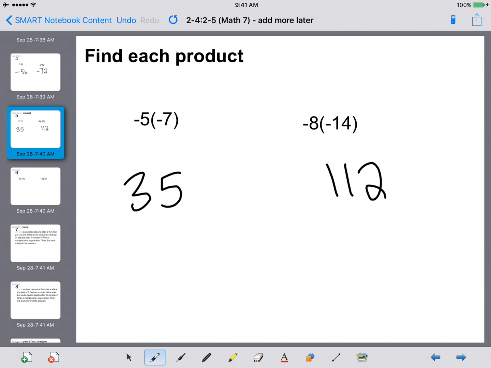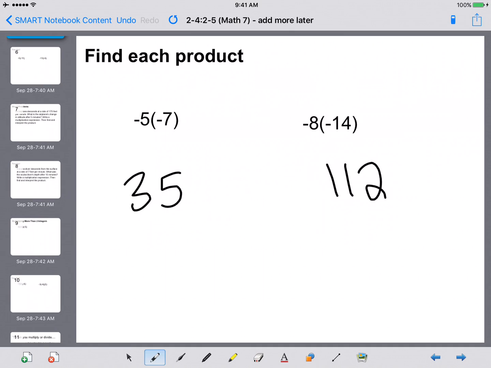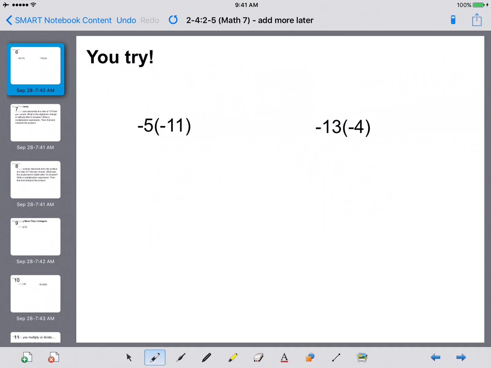So all you do is figure out if your answer is going to be positive or negative, and then multiply your numbers together. Multiplying and dividing is much easier than adding and subtracting, in my opinion. You pause and try on these two and check back with what I get. So -5 times -11, pair of negatives, our answer will be positive. 5 times 11 is 55. -13 times -4, remember parentheses mean to multiply. When we multiply those together, we're going to get 52. A negative times a negative is a positive because there's already a pair.